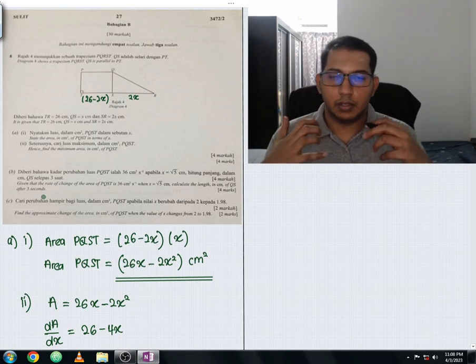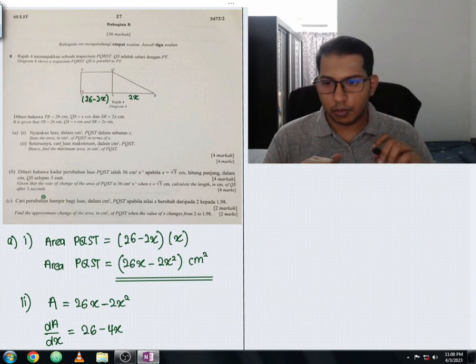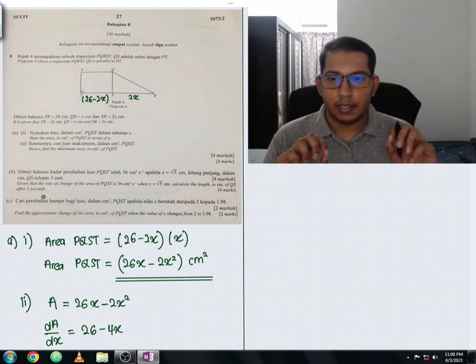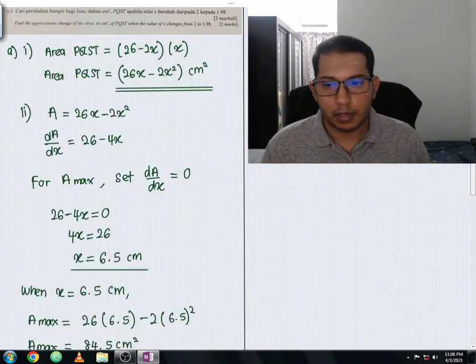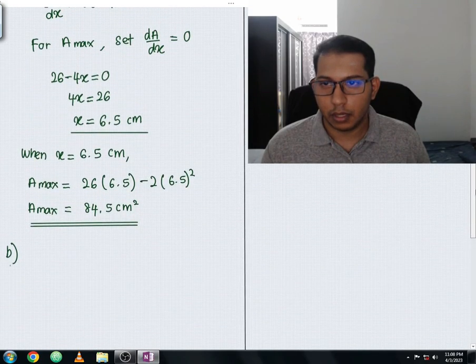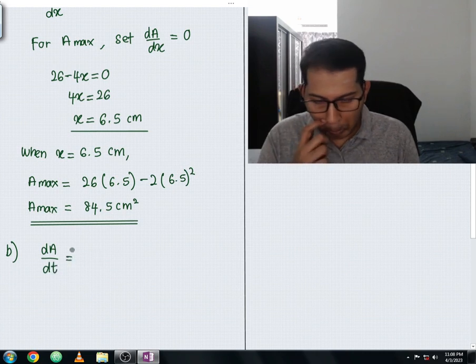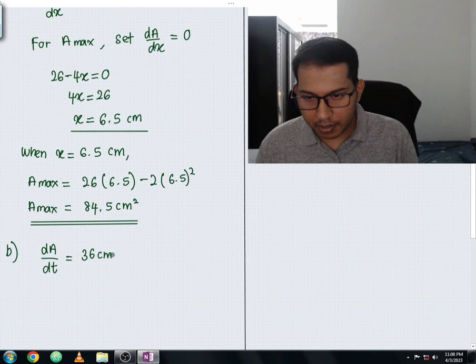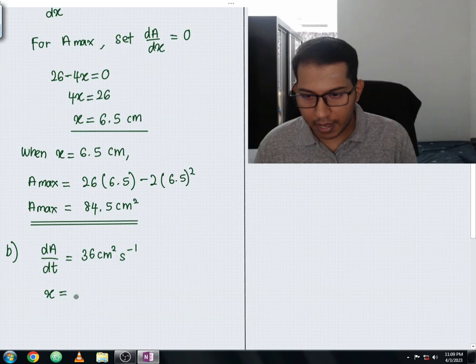Okay, so this question involves the chain rule concept. So we're going to apply the chain rule concept to solve this question. Okay, but before that, let us write down all the information given by the question into our working here. So let me scroll this down. So given that dA over dt is equal to 36 centimeter square per second, and they also give that x is equal to 35 centimeter.